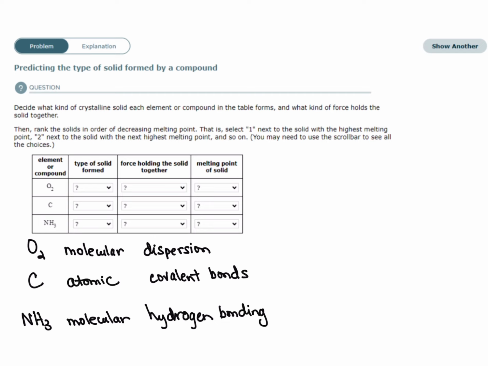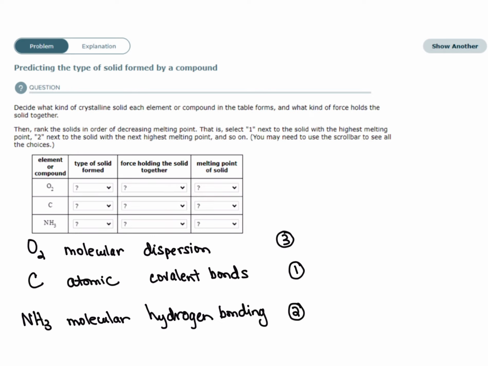Now that we have our forces listed, we want to also examine the melting point. The one that has the highest melting point means it has the strongest forces. So between dispersion, covalent bonding, and hydrogen bonding, covalent bonding is the strongest force, so it would have the highest melting point. Now, between dispersion and hydrogen bonding, hydrogen bonding is stronger, so it has the rank of number 2, and dispersion forces are the weakest forces, so they have the lowest melting point.